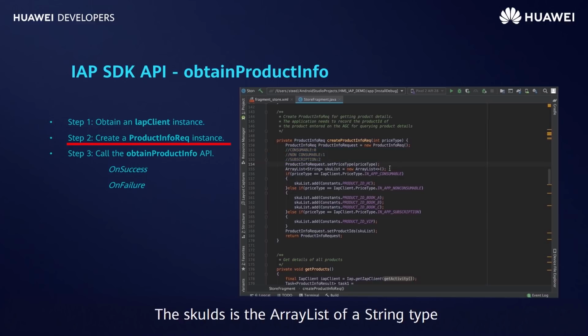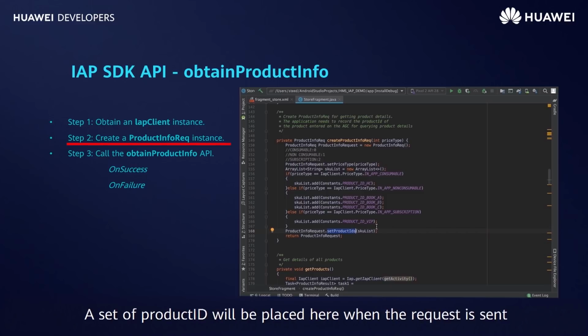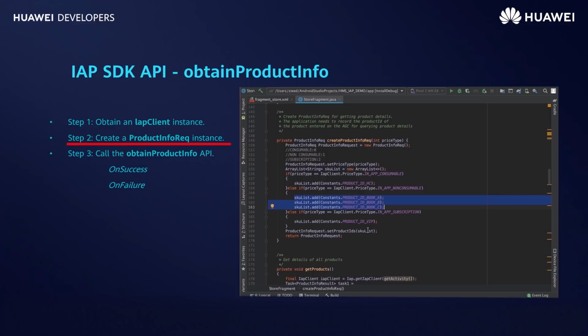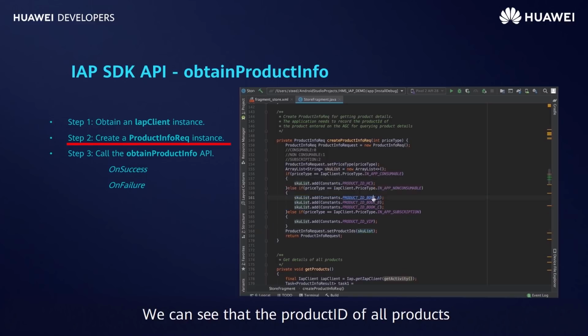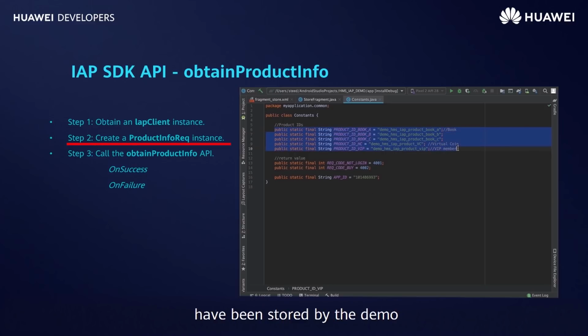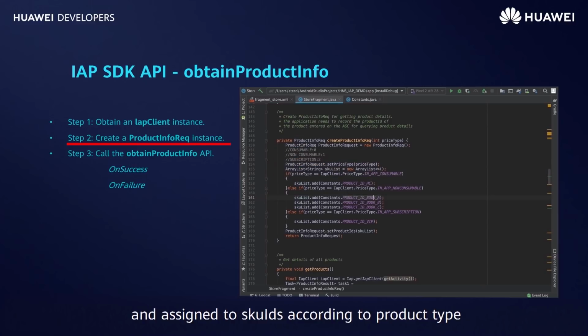The SKUs is an array list of the string type. A set of product IDs will be placed here when a request is sent. We have emphasized the concept of product ID previously. We can see that the product IDs of all products have been stored by the demo and assigned to SKUs according to the product type.